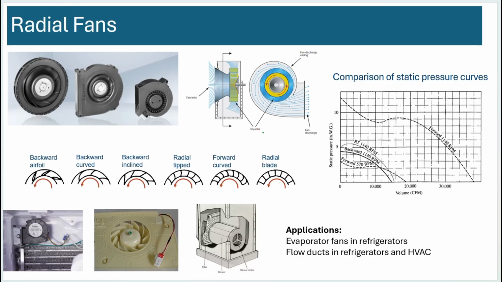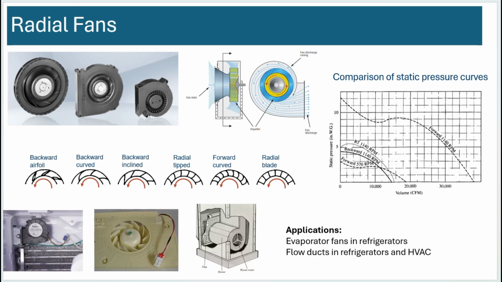Radial fans. In radial fans, we know the flow comes in axially and then leaves tangentially or radially out. There are several different types based on how the blades are arranged with respect to the axis of rotation. In all these cases, we are rotating counterclockwise, and if the angle of the foil is backwards in the direction of rotation, then it's called backward curved, right?